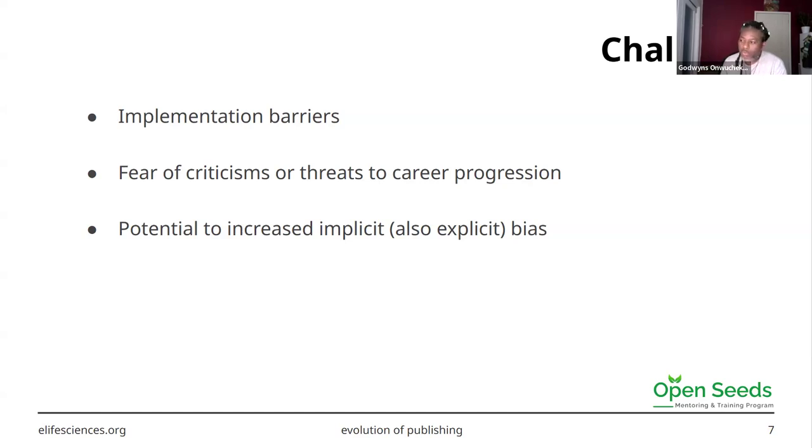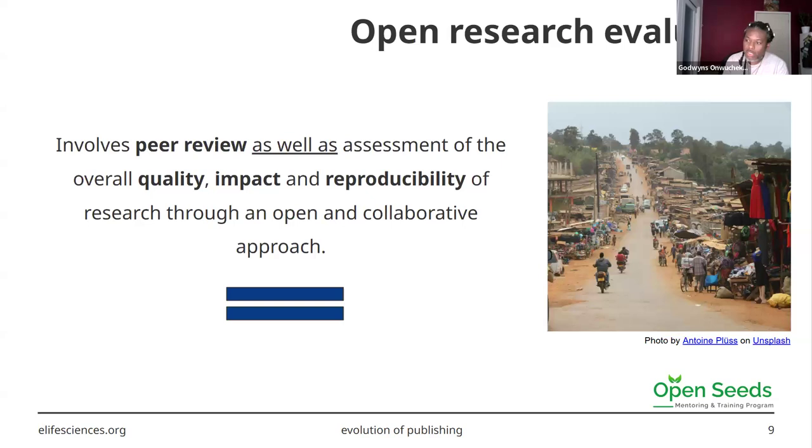There's the fear of criticism and threats, you know, that can come from it, and also potential for implicit bias. Now, this is very difficult to fathom because I've said earlier that it can eliminate bias, but you could then start asking why implicit or explicit bias is an issue. We can get to that if anyone has a question about that. And on research evaluation, this also goes beyond peer review. It then involves other aspects of the assessment of the quality and impact, and of course, reproducibility.